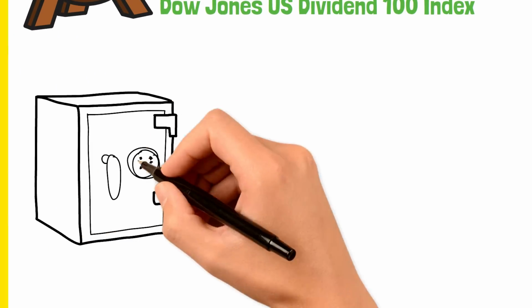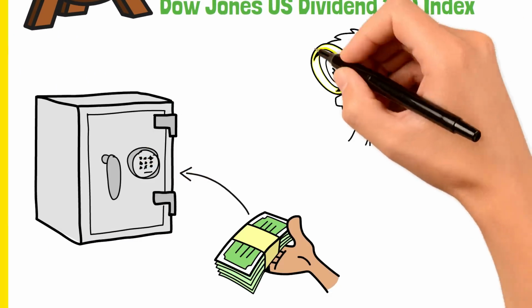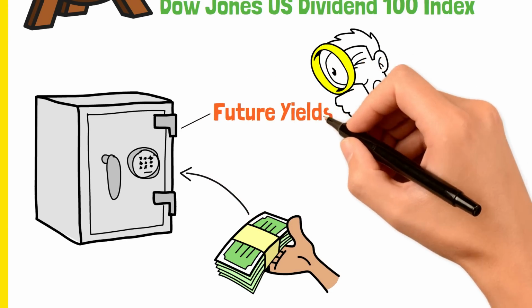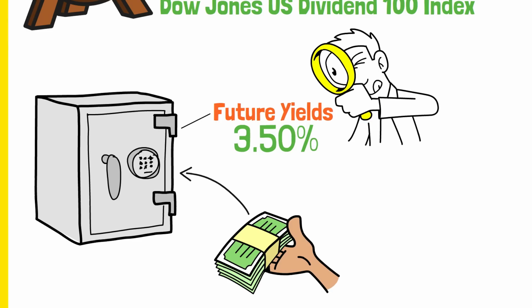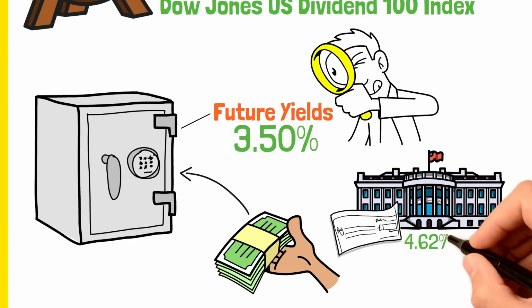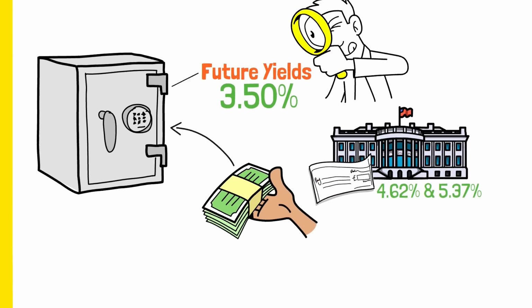When it comes to investing in dividend stocks or ETFs like SCHD, it's important to consider future yields. Right now, SCHD's forward yield isn't very high, sitting at 3.5%. This is lower compared to what you can get from U.S. Treasury bonds, which are offering between 4.62% and 5.37% because of higher inflation.